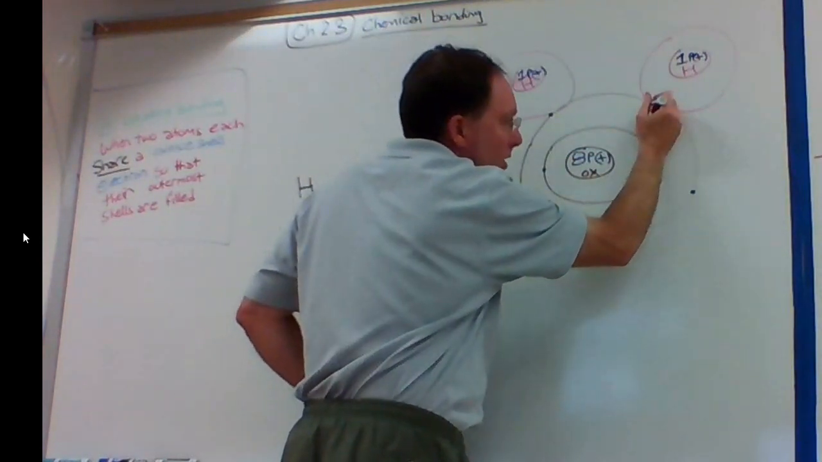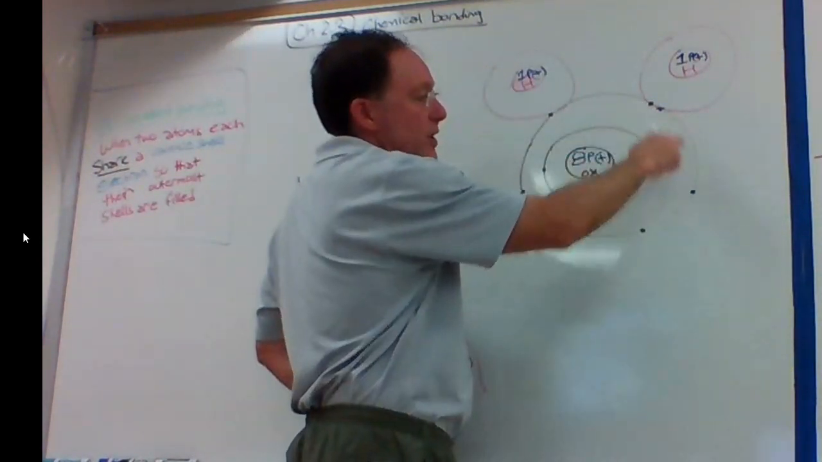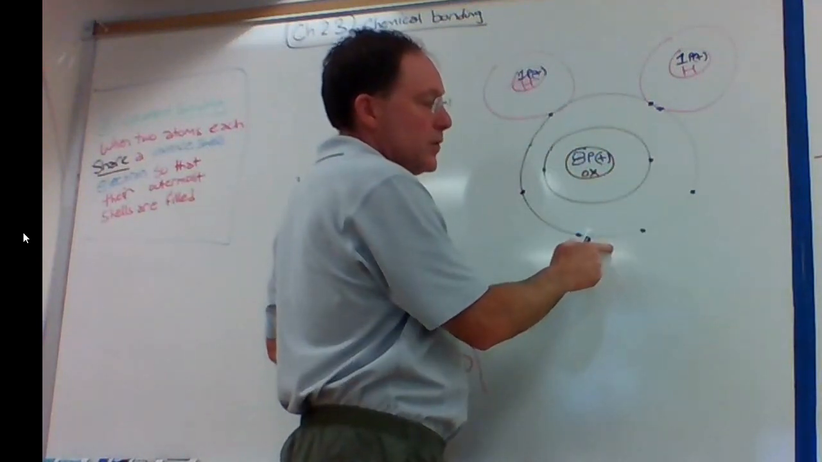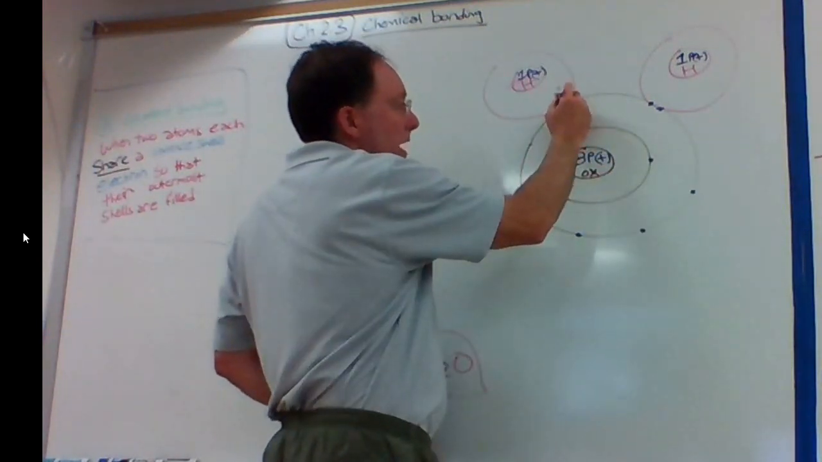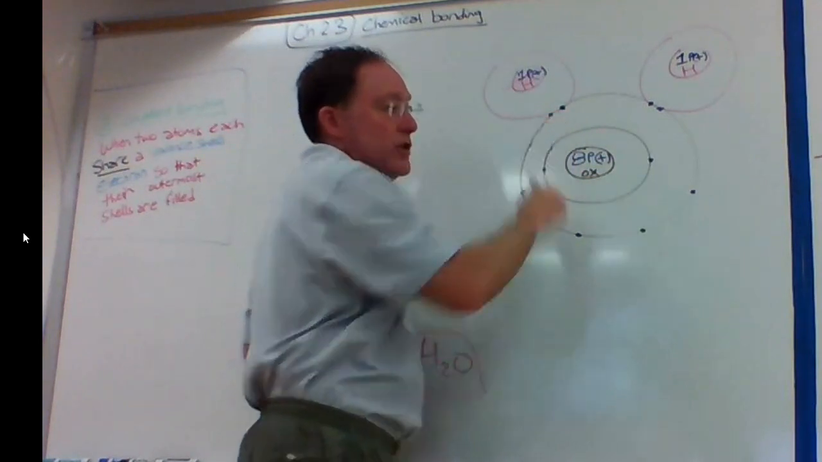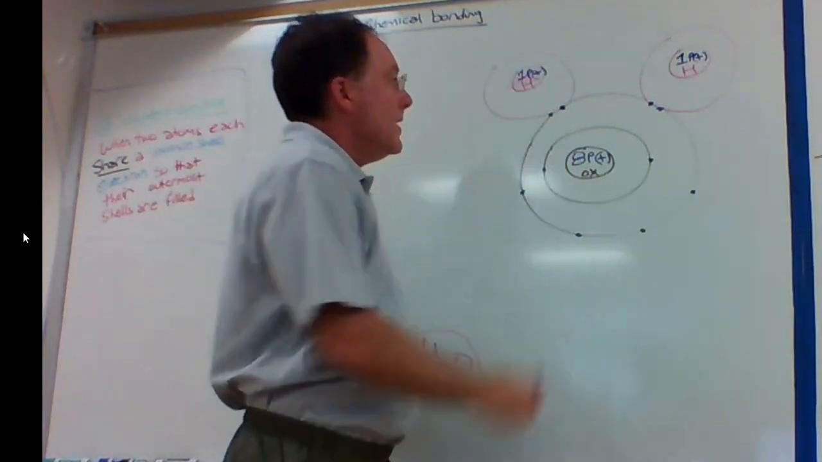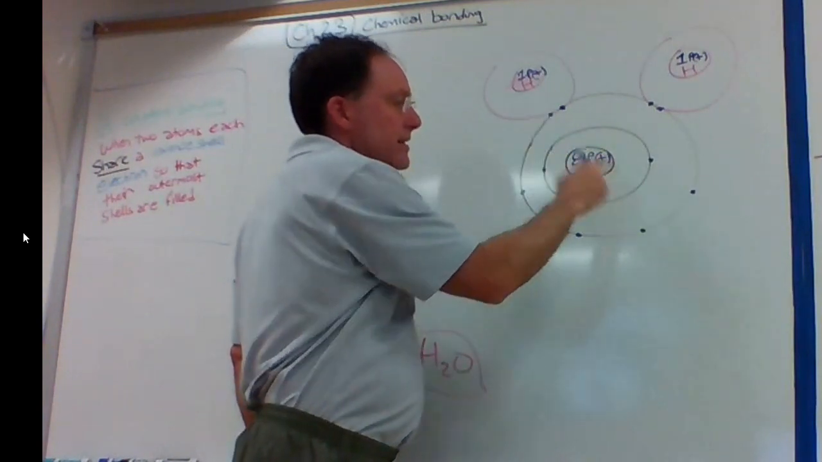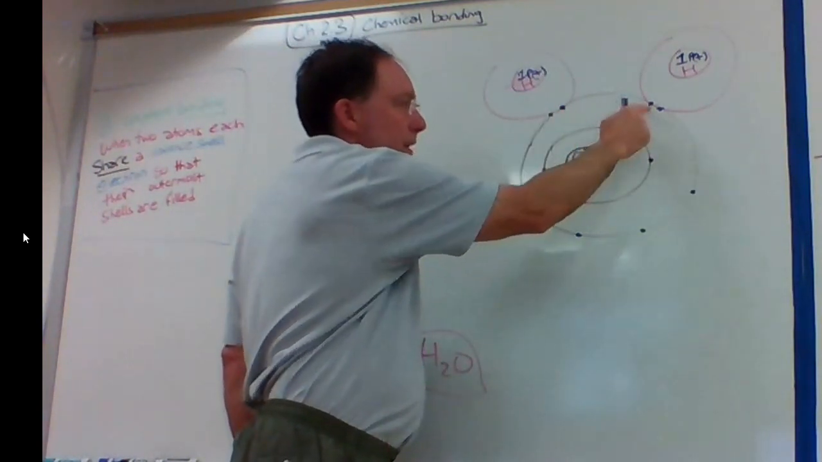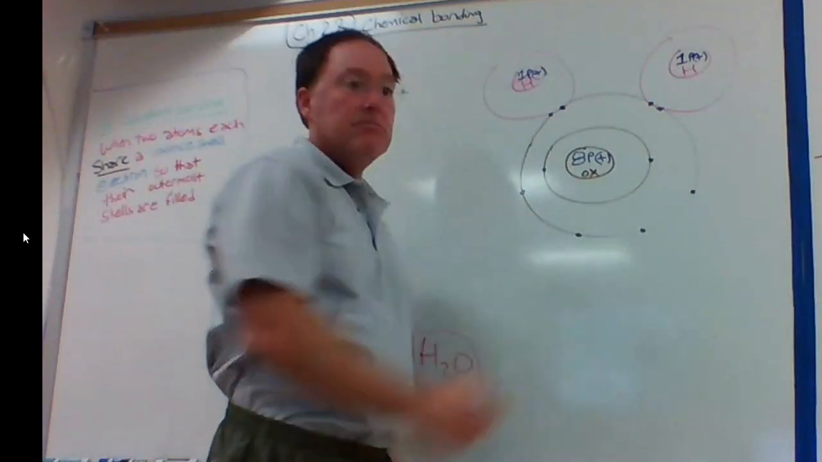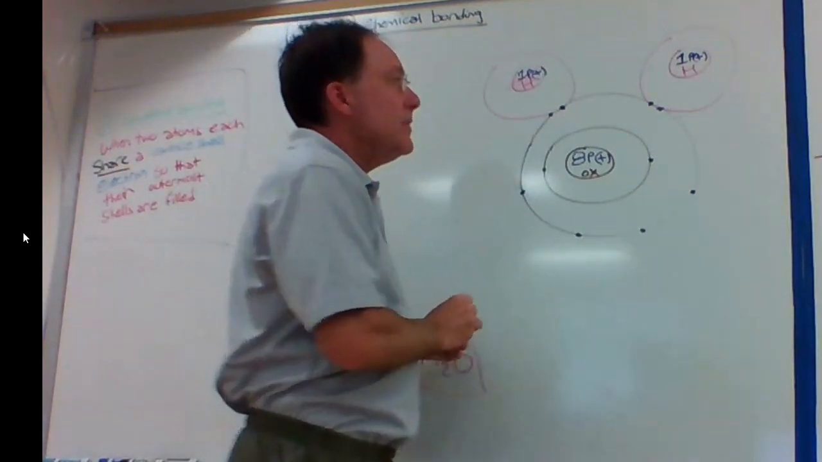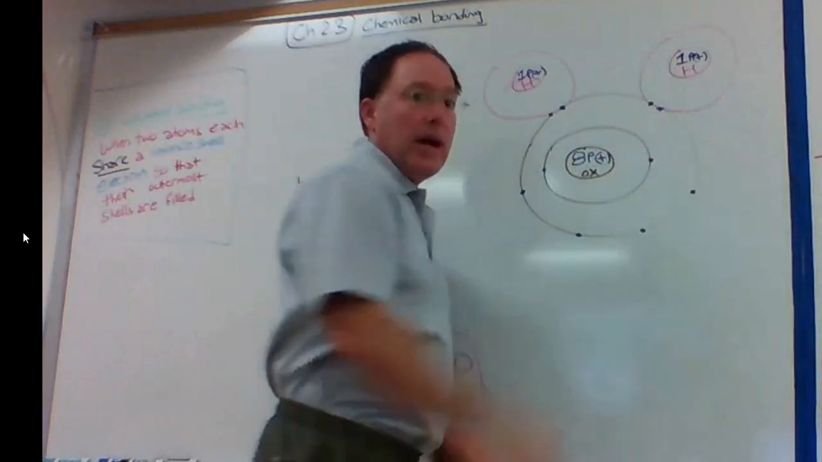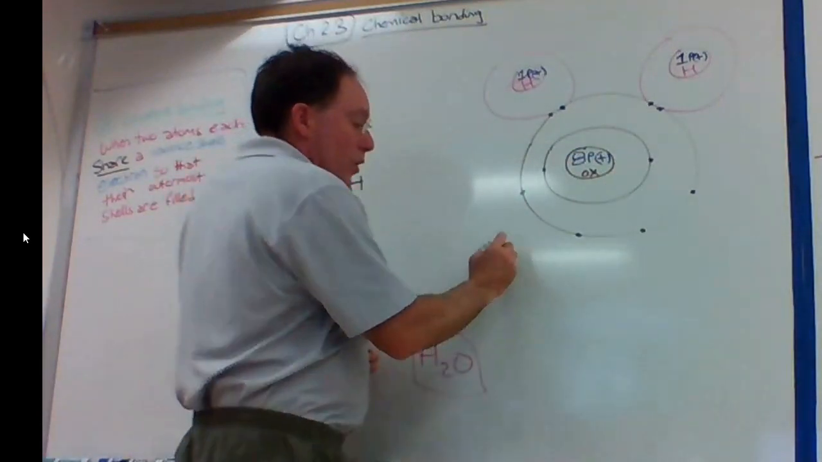Here's our electron from hydrogen, and it's being shared with the valence shell, the outermost one of the oxygen atom. Here's our electron from this hydrogen atom, and it's being shared here. No problem. If you count now the outside valence electrons in this oxygen atom, you see 1, 2, 3, 4, 5, 6, 7, 8. It's happy. What about the hydrogen atoms? 1, 2. They're happy.